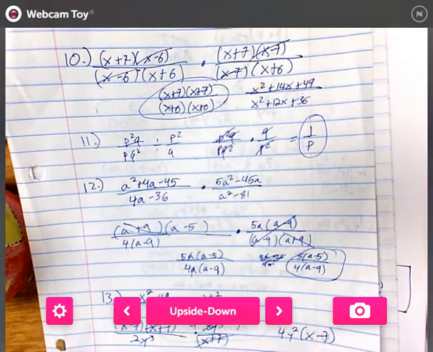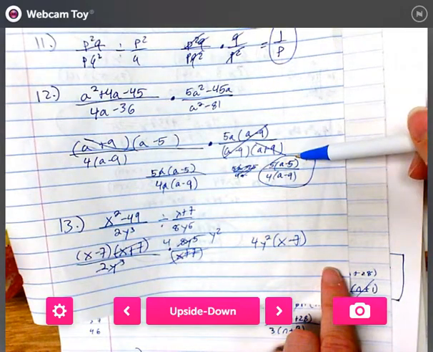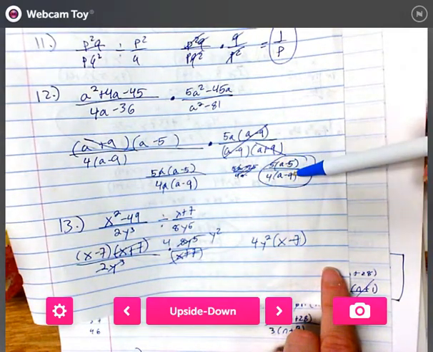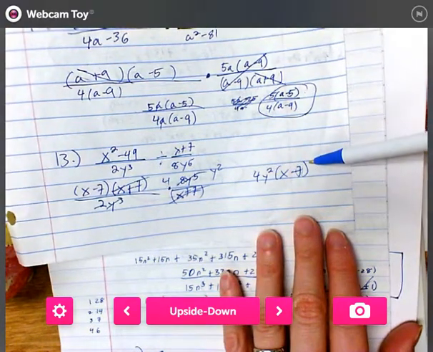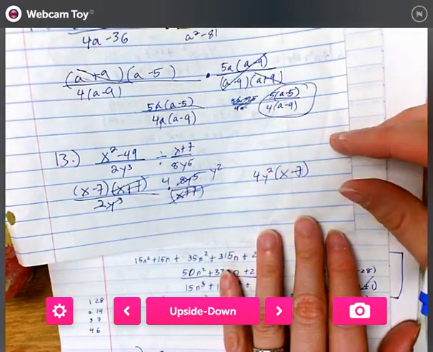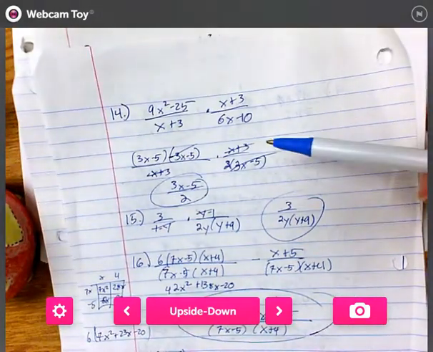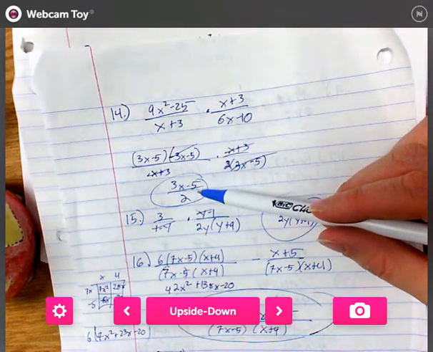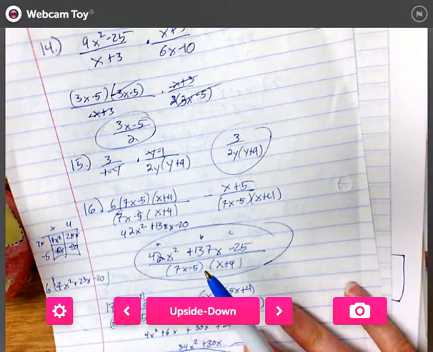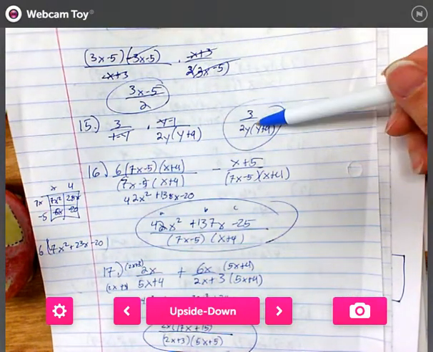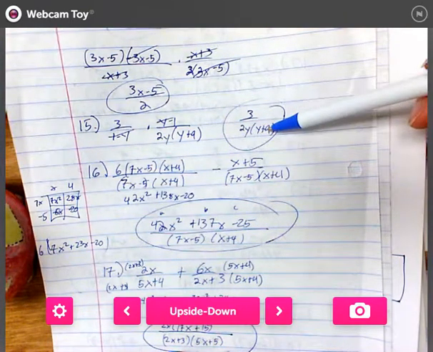Number 11 is 1 over p. Number 12 is 5a minus 5 over 4 times (a minus 9). 13 is 4y squared times (x minus 7). Number 14 is (3x minus 5) over 2. 15 is 3 over 2y times (y plus 9).